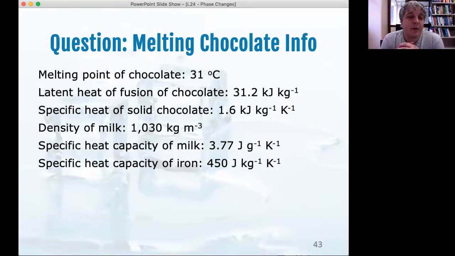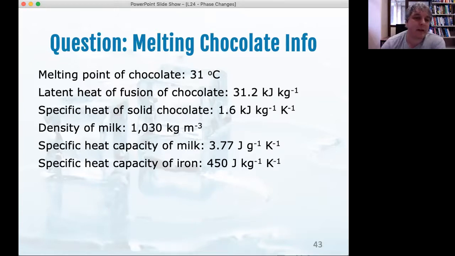Density of milk is 1,030 kilograms per cubic meter. Specific heat capacity of milk is 3.77 joules per gram per Kelvin. Again, notice that difference: 3.77 joules per gram per Kelvin. You should immediately realize that we need to multiply by 1,000 to convert that into per kilogram instead of per gram. So we get 3,770 joules per kilogram per Kelvin. And finally, specific heat of iron is 450 joules per kilogram per Kelvin, and that's already in SI units.